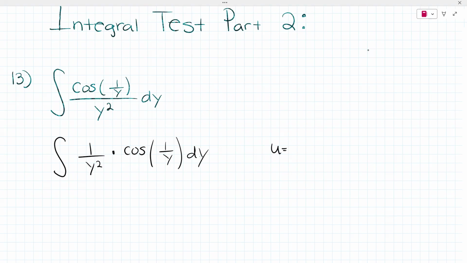Yes, I agree. 1 over y. Because if you take the du, what's the derivative? What is the derivative of 1 over y? Well, that's the same thing as y to the negative 1. And the derivative of that is power rule, which is negative 1 y and then old power minus 1. So negative 1 minus 1 is negative 2. So that simplifies as negative 1 over y squared dy.